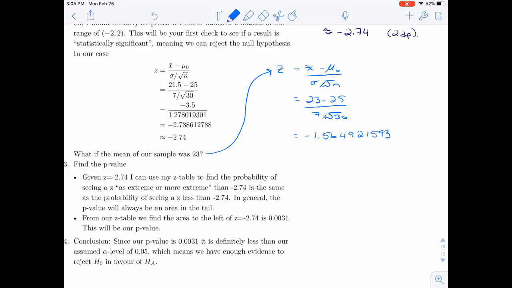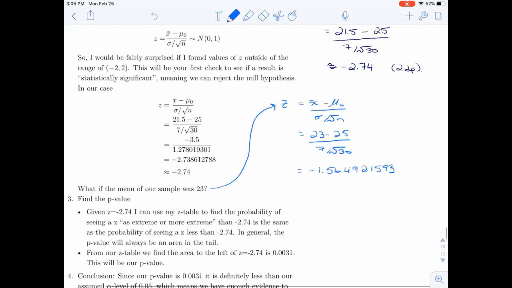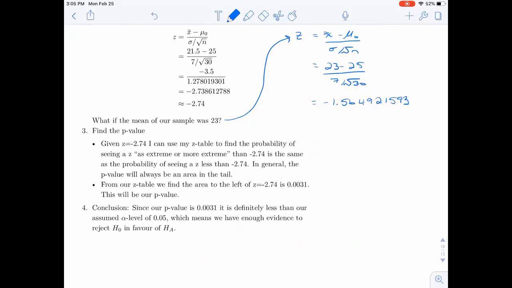Whereas here, with our wine tasters, it looks like their odor threshold is significantly less than 25, just because of our Z-score, right? But we're going to translate that into probabilities using the p-value. Okay, so we just did the side note. You can forget it now.